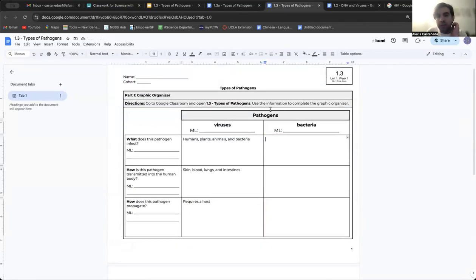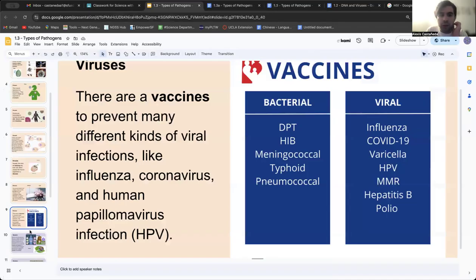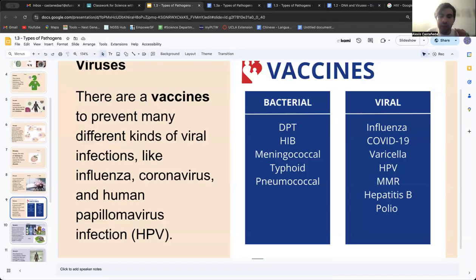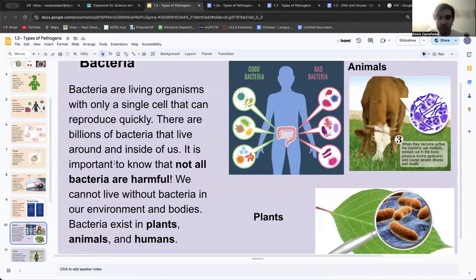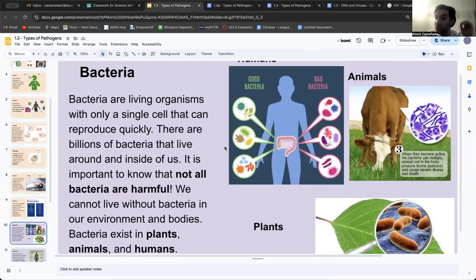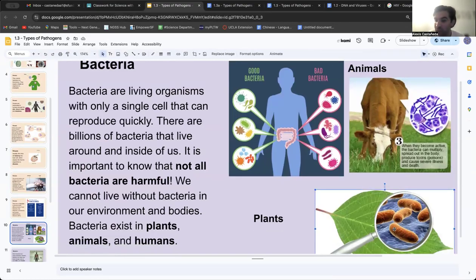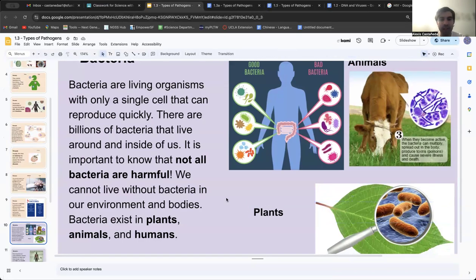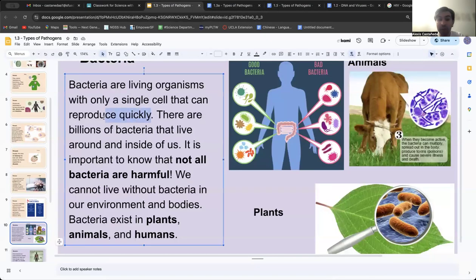What about bacteria? Let's learn about bacteria now. Viruses are not alive, and they need to infect something else so that they can reproduce. Bacteria are a little different. Bacteria are living organisms with only a single cell. So this right here is one bacteria. Here we have 1, 2, 3, 4, 5, and it looks like maybe 6, 7 bacteria. These are all bacteria, and they are actually alive, and they can reproduce very quickly.